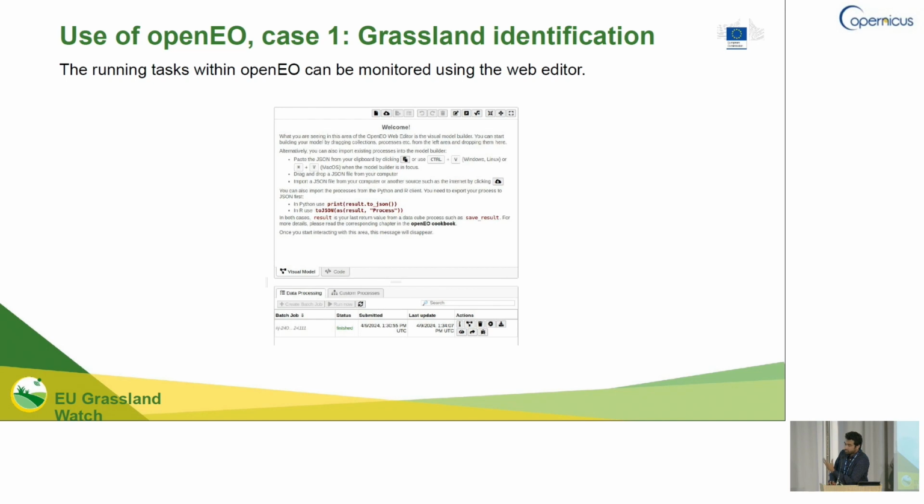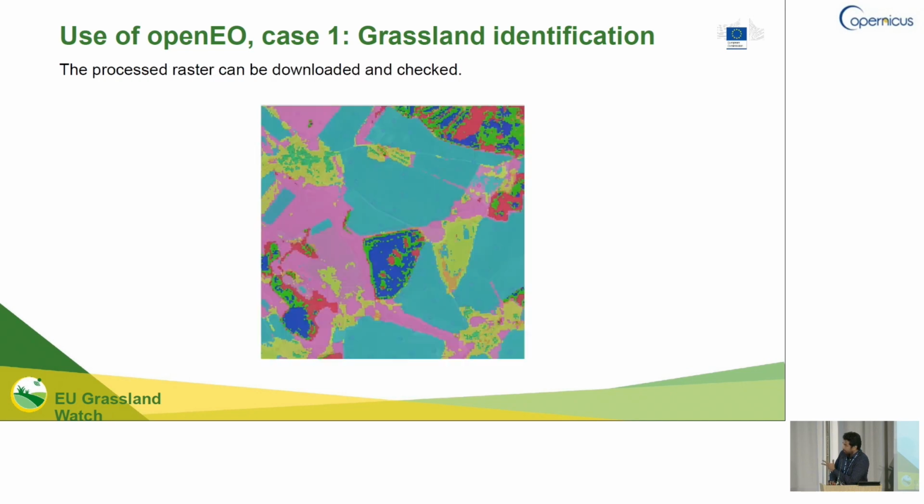And once you send the tasks in the model, you are able to also monitor the tasks as it is running. And once the task finishes, there is also an option to view the results directly there, or also download the TIFF files and see it. So this is the final grassland mask, the final land cover classification that we identified, and from this, we are able to create a mask of grasslands.